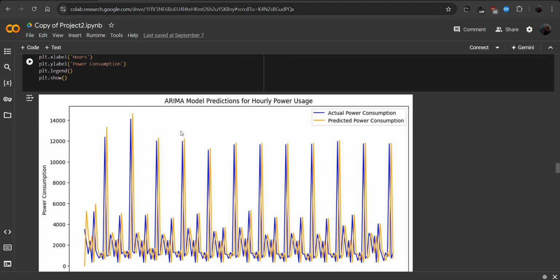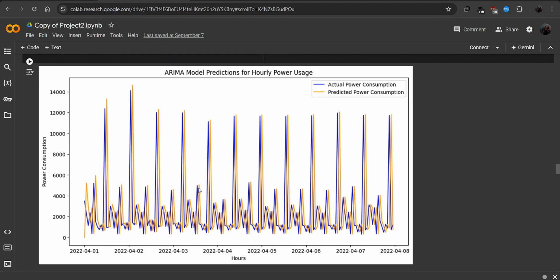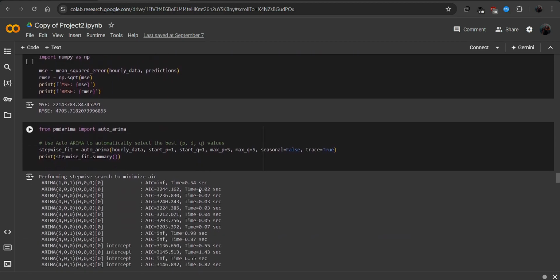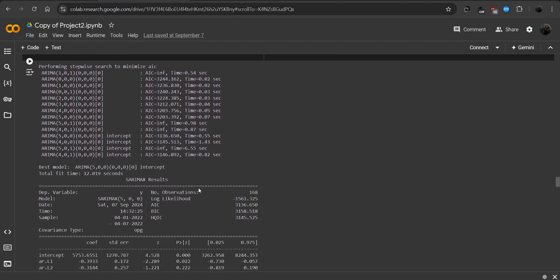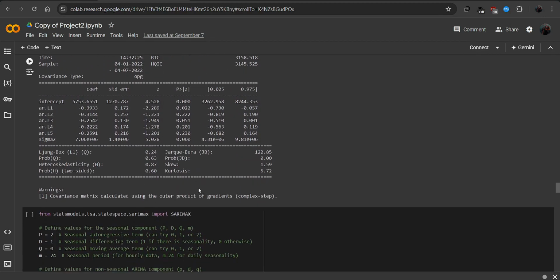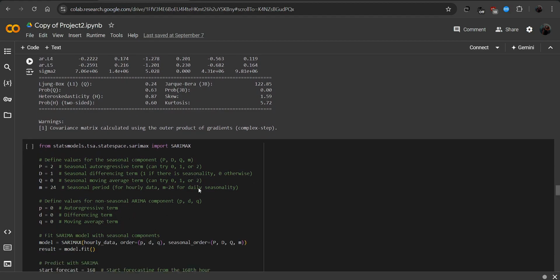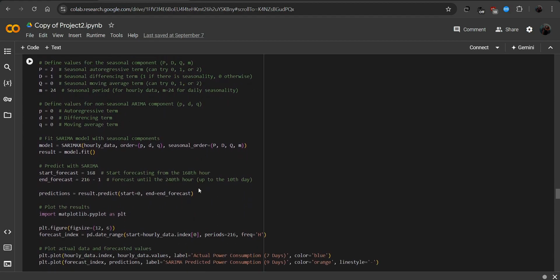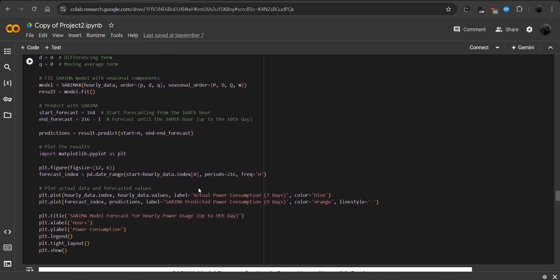Now, the actual versus predicted power consumption graph looks like this. Now, to visualize the results of the S-ARIMA model, I plotted the actual and forecasted power usage, showing how closely the model predictions align with the real data. Additionally, I visualized hourly power usage over 7 days to provide a detailed breakdown of consumption patterns.